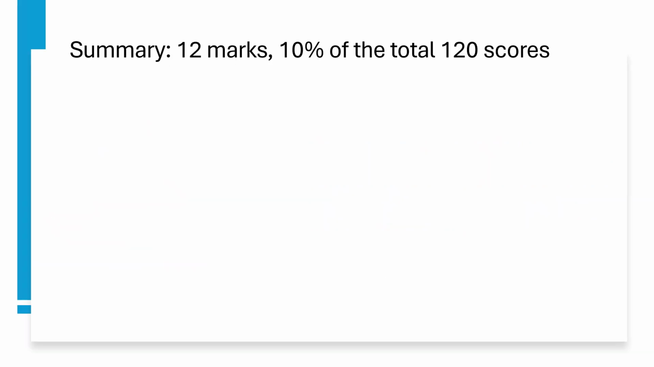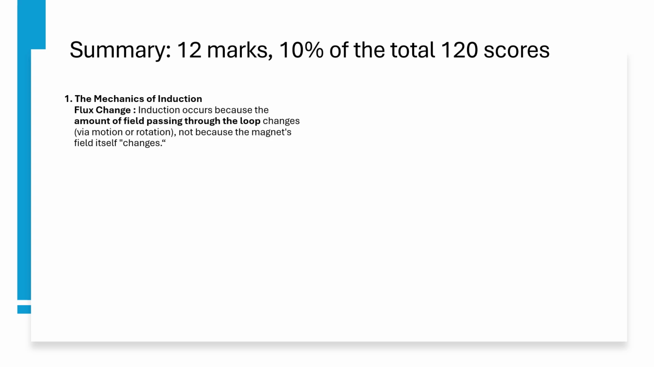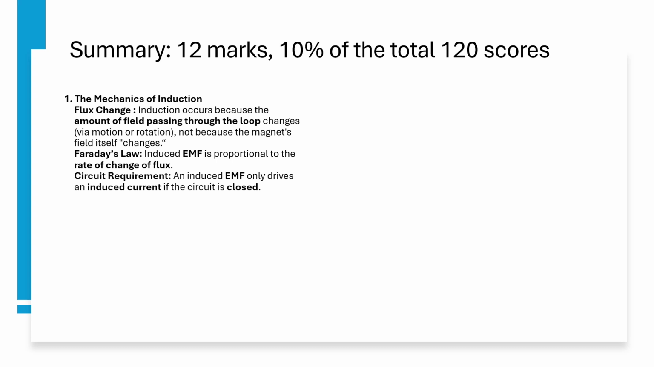1. The mechanics of induction. Flux change. Induction occurs because the amount of field passing through the loop changes, via motion or rotation, not because the magnet's field itself changes. Faraday's law, induced EMF is proportional to the rate of change of flux. Circuit requirement. An induced EMF only drives an induced current if the circuit is closed.